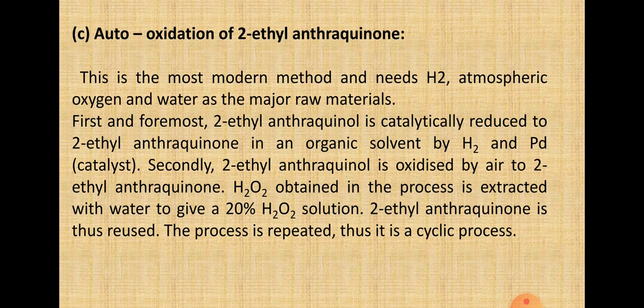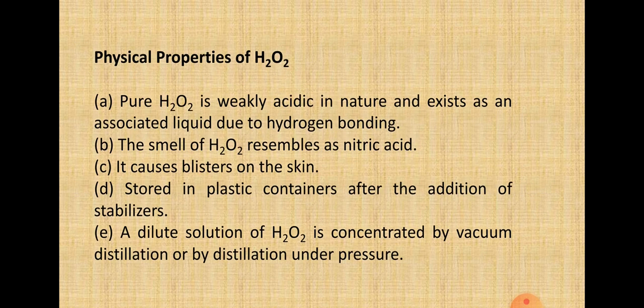Secondly, 2-ethyl anthraquinol is oxidized by air to 2-ethyl anthraquinone. Hydrogen peroxide obtained in the process is extracted with water to give a 20% hydrogen peroxide solution. 2-ethyl anthraquinone is thus reused and the process is repeated, thus it is a cyclic process.